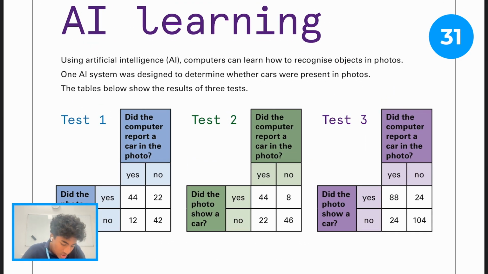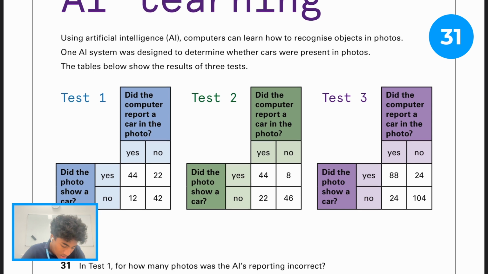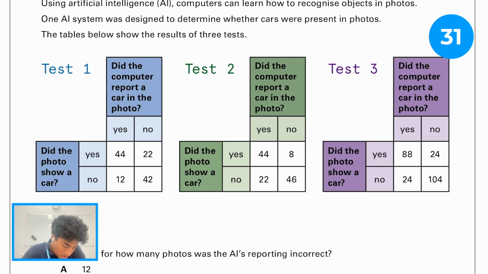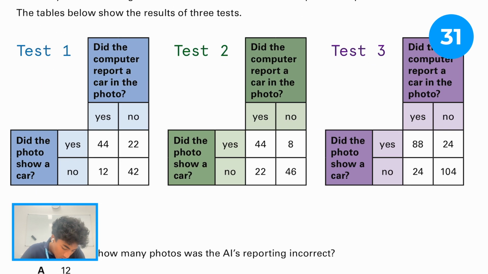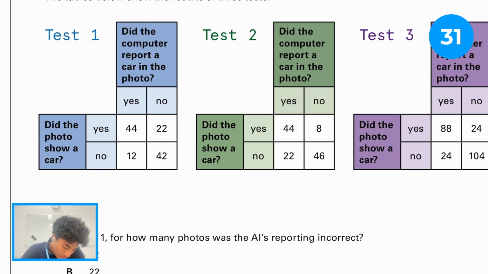Using artificial intelligence (AI), computers can learn how to recognize objects in photos. One AI system was designed to determine whether cars were present in photos. The table shows the results of the three tests. In test 1, how many photos was AI reporting incorrect?